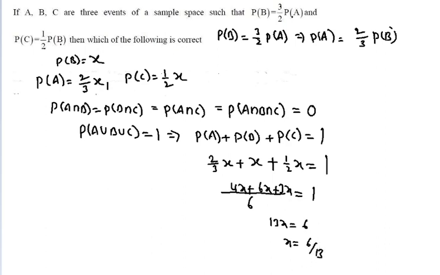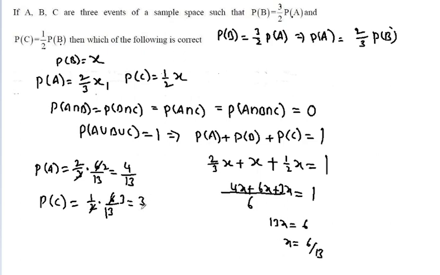This is the X value. X value is 6 by 13. Now we find the probability of A. Probability of A is equal to 2 by 3 into X, where the X value is 6 by 13, so the 3 and 2 times cancel, and that is equal to 4 by 13. And probability of C is equal to 1 by 2 into X, that is 6 by 13, so 2 and 3 times cancel, and that is equal to 3 by 13.